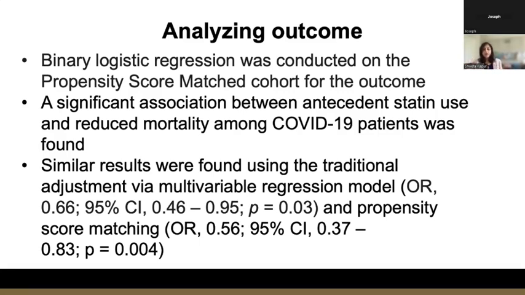And using results of this study and other studies, many randomized controlled trials were then started, wherein they employed those randomized controlled trial designs to see if the statins would have an effect or not. And we also showed that we got similar results of reduced mortalities using both the traditional adjustment via multivariable regression model as well as using the propensity score matching technique.